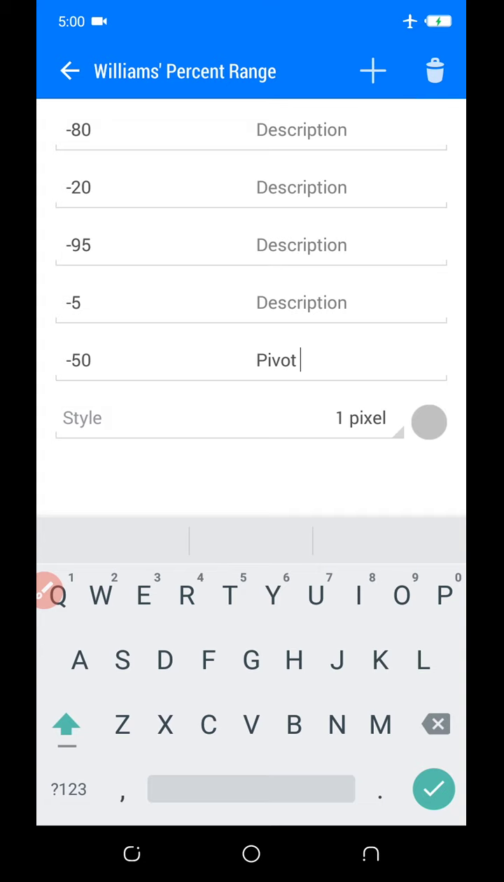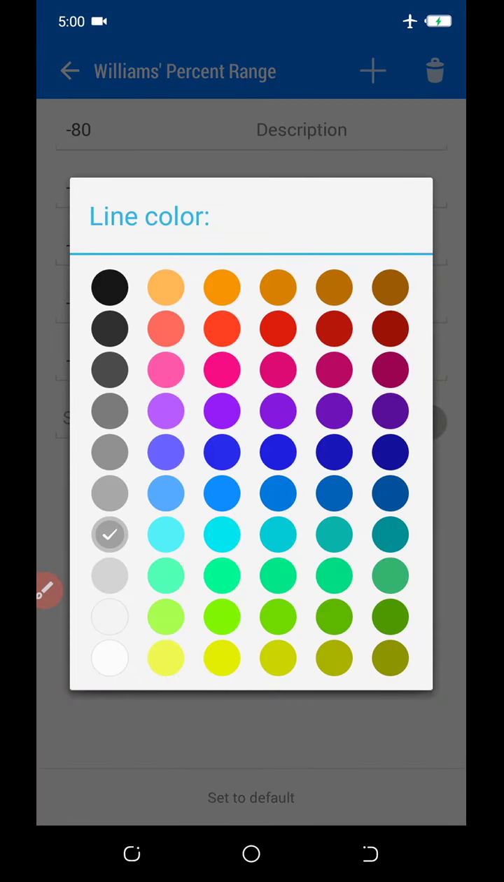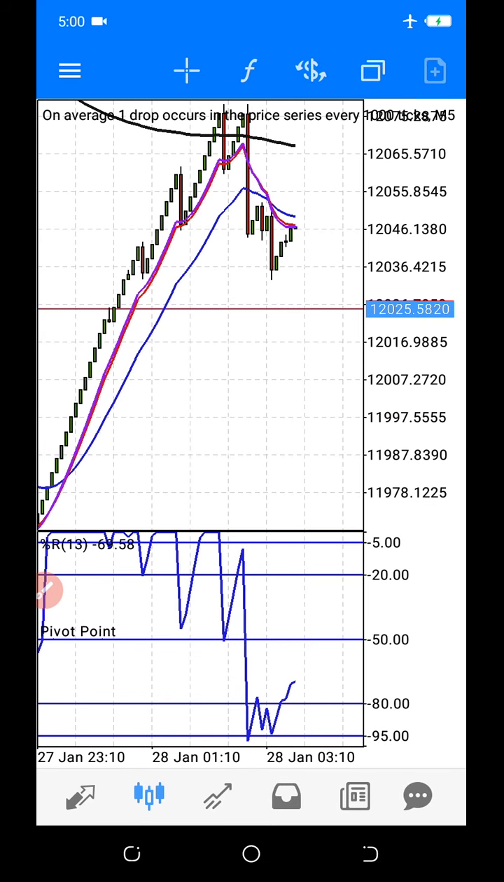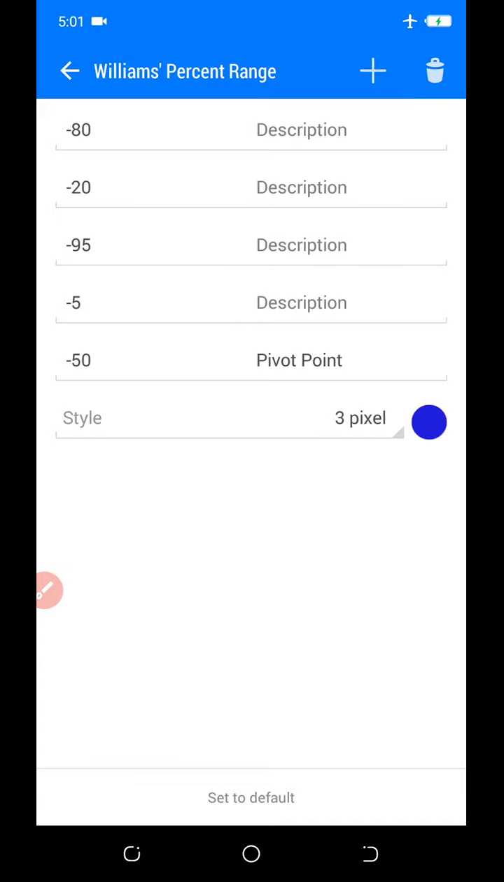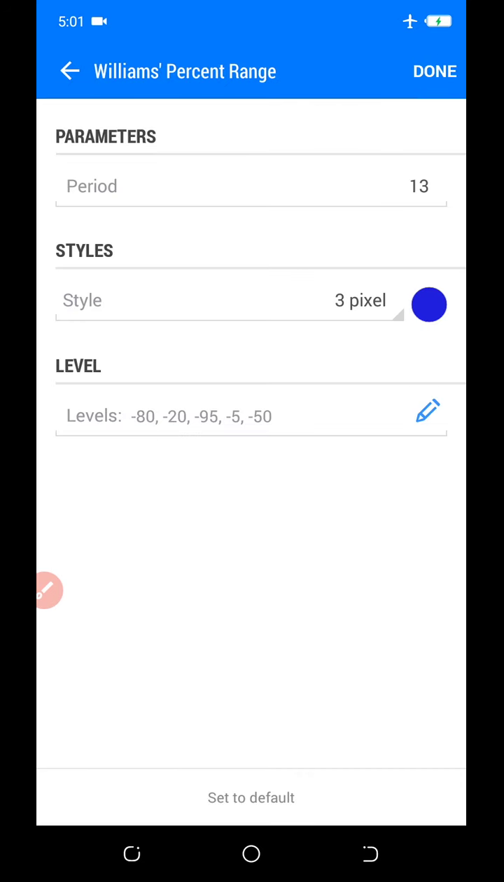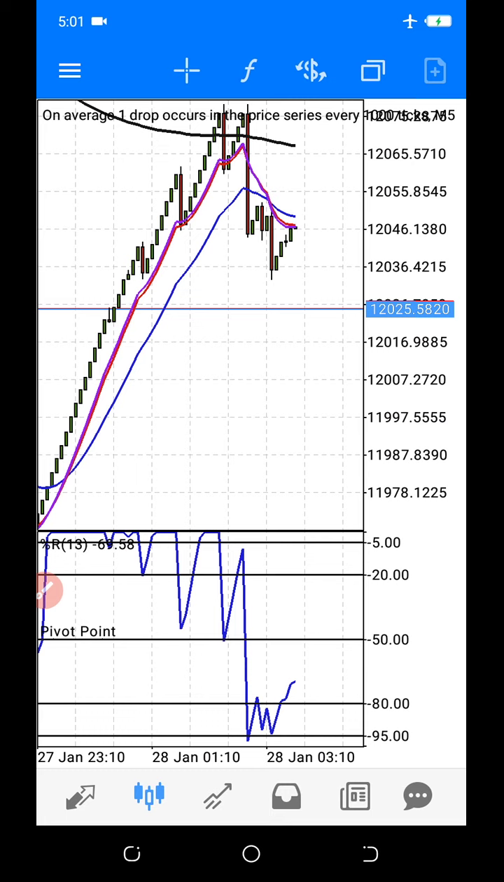We put it the way I have put it. Pivot point. Increase this to 3 pixel. Color is blue. So that we don't have the same color, we can use red. Okay, let's use red. No, it's fine. Let's use black. So that's fine. This is all you need for your entry in crash and burn.